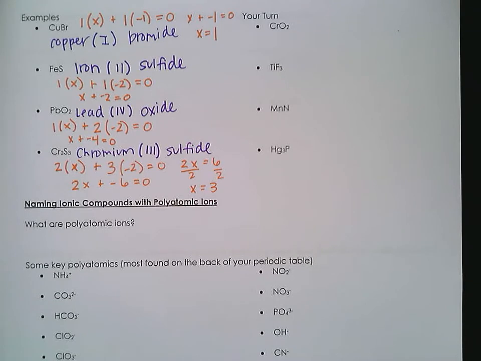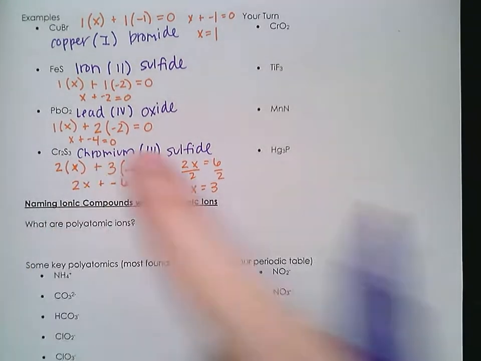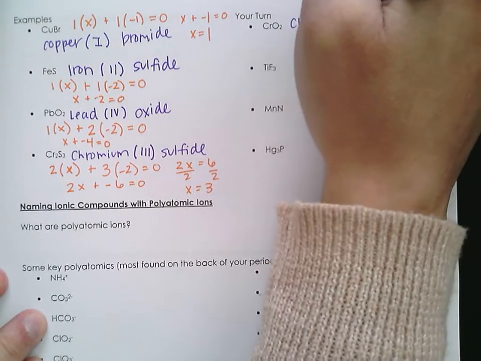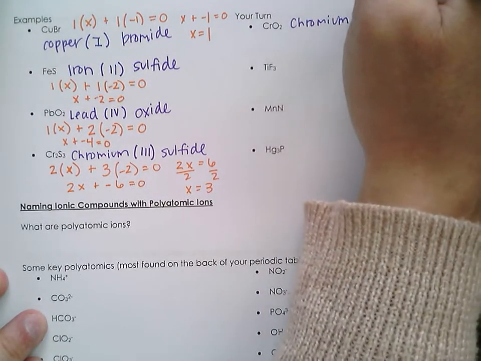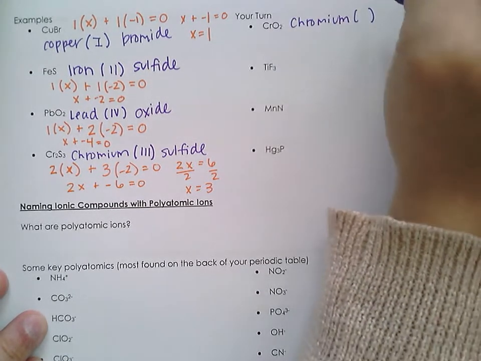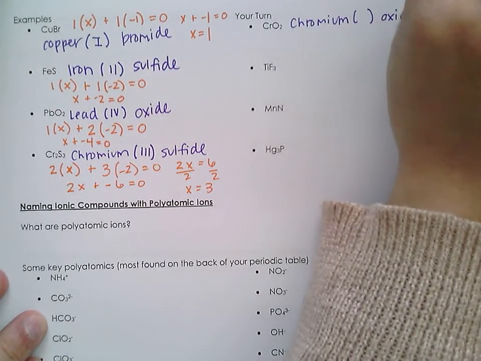Take just a second and try the 4 on the your turn. Okay, let's give these your turns a shot. So Cr we had just said was chromium. So we know it needs Roman numerals here. And then my oxygen becomes oxide.